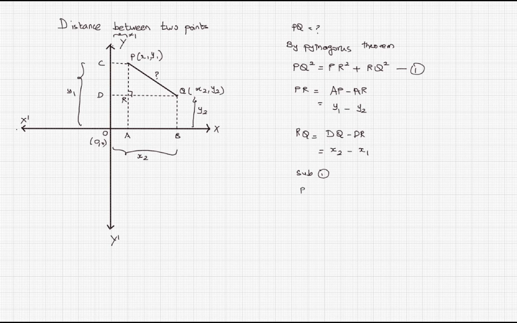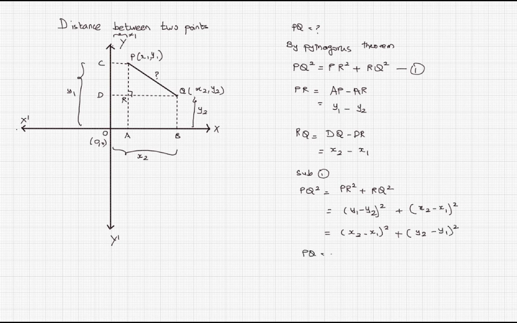Now let us substitute the value of PR and RQ in equation 1. PQ square is equal to PR square plus RQ square. PR square can be written as (y1 minus y2) whole square plus RQ can be written as (x2 minus x1) whole square. So we can also write it as (x2 minus x1) whole square plus (y1 minus y2) or (y2 minus y1), both will be same because we are squaring it. Hence we can write it as (y2 minus y1) whole square.